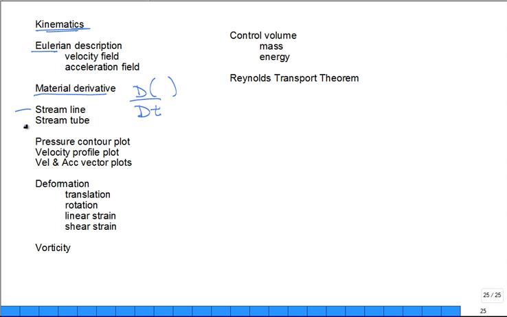We talked about streamlines, stream tubes. We talked about pressure contour plots, velocity profile plots, vector plots, especially for velocity and acceleration. We talked about four modes of deformation. We talked about vorticity. Control volume for conservation of mass, conservation of energy, conservation of linear momentum, conservation of angular momentum. And in general, the RTT, the Reynolds transport theorem.